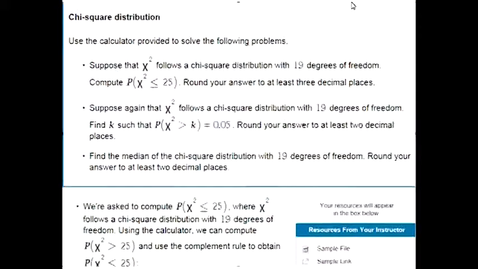A chi-square distribution. Suppose that chi-square follows a chi-square distribution with 19 degrees of freedom. Compute the probability that chi-square is less than or equal to 25.